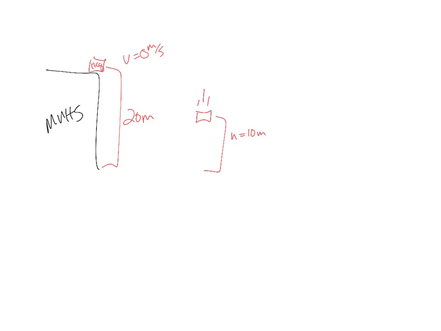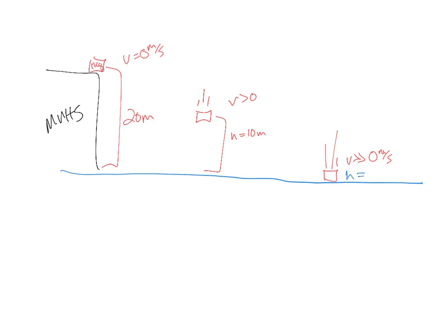And then lastly, let's consider a situation where the box is moving as fast as it can possibly move. So the velocity is much greater than 0, and basically it's just about to hit the ground. It hasn't quite yet, so height equals 0.